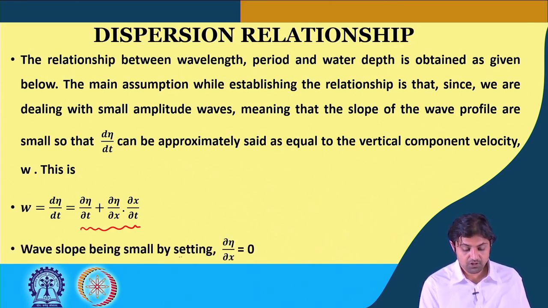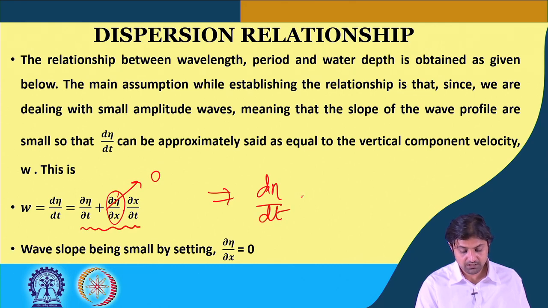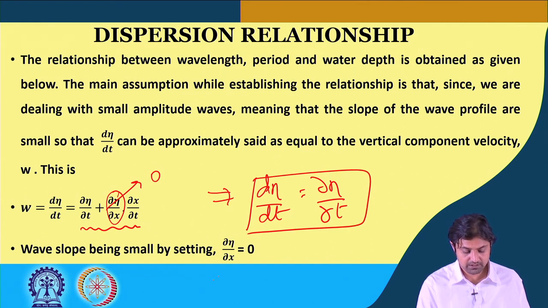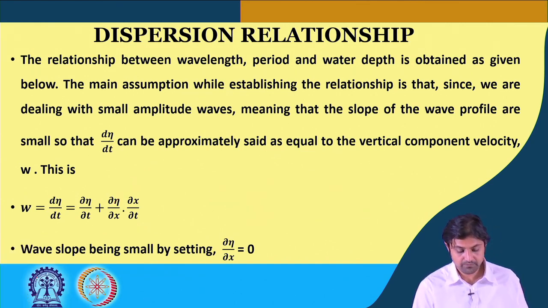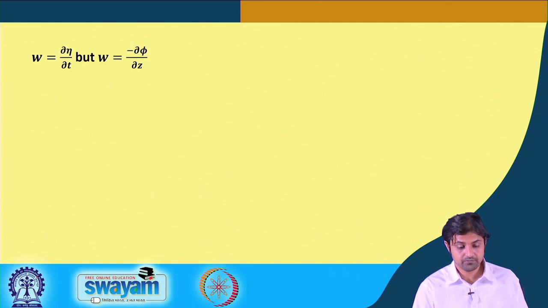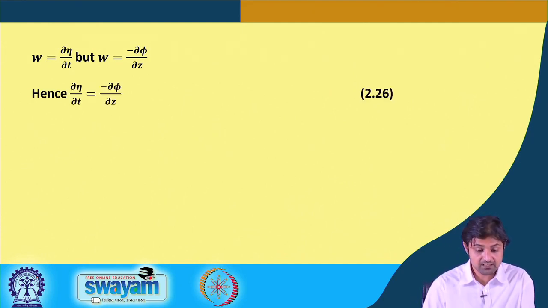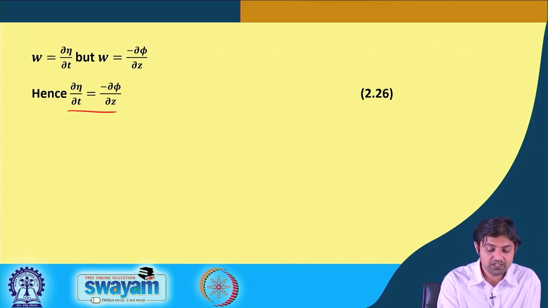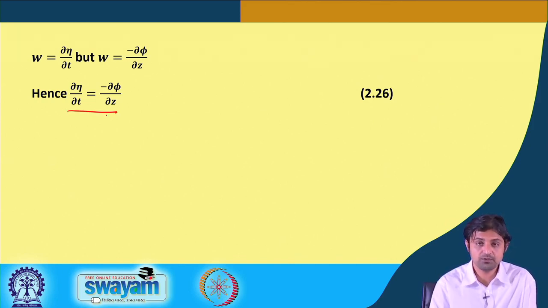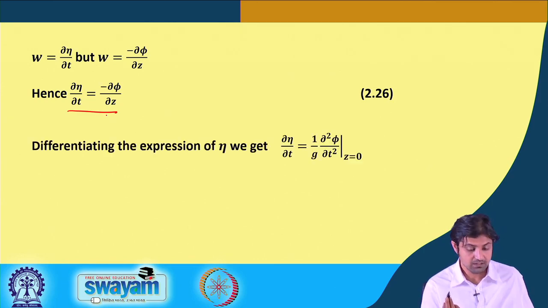All right. So, wave slope being small means del eta by del x is equal to 0, which implies d eta by dt is equal to del eta by del t. All right. W is equal to del eta by del t, but W is also equal to minus del phi by del z in terms of the velocity potential, correct. Hence, del eta by del t is equal to minus del phi by del z. We know the velocity potential, we know the equation of eta.